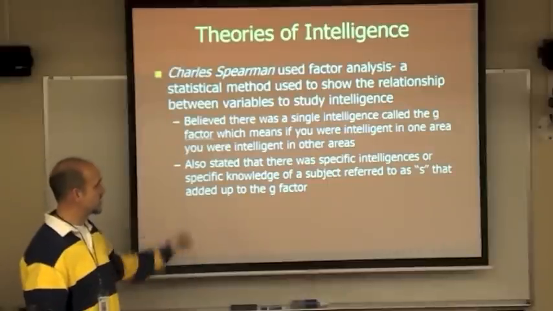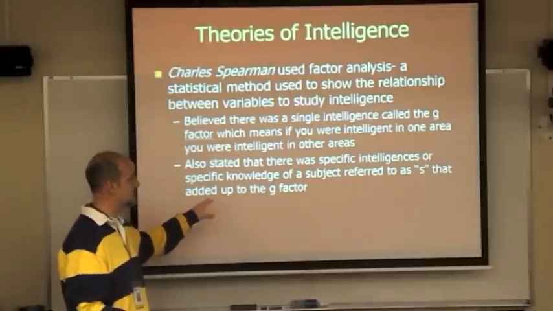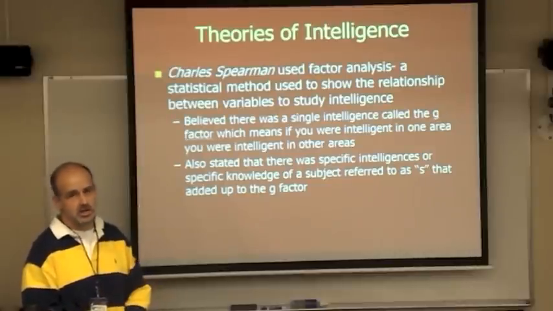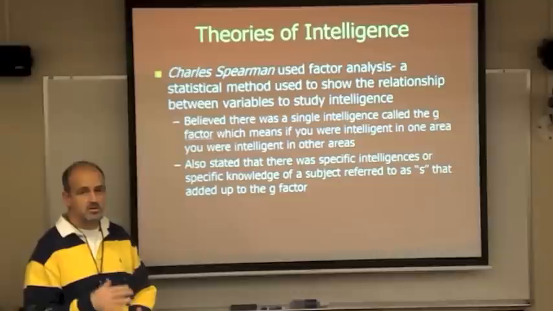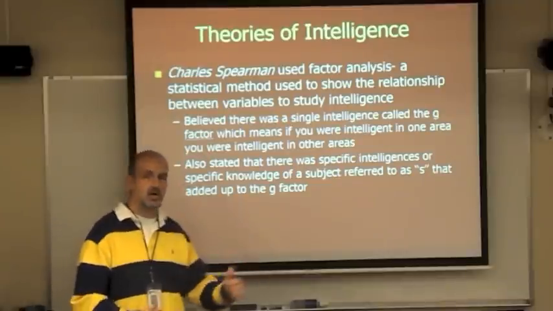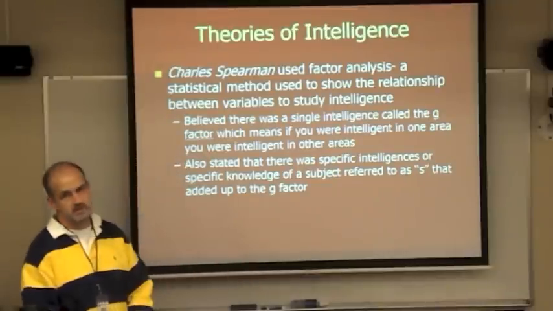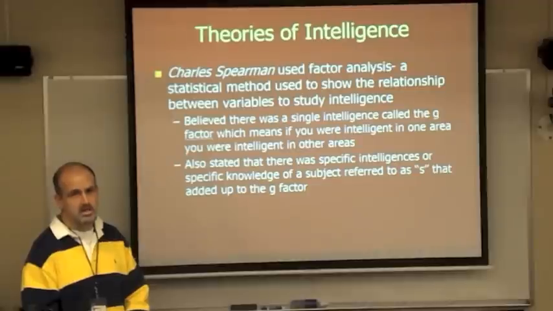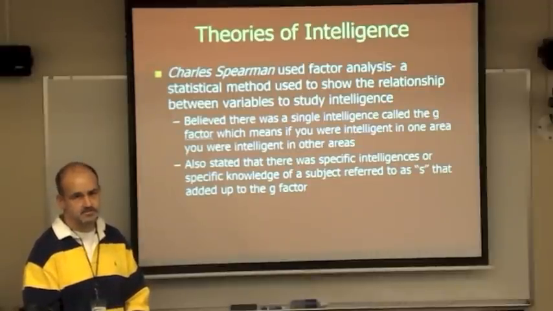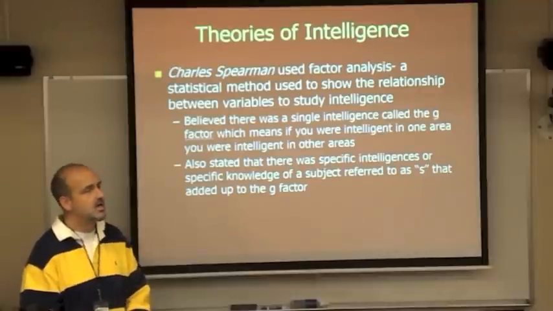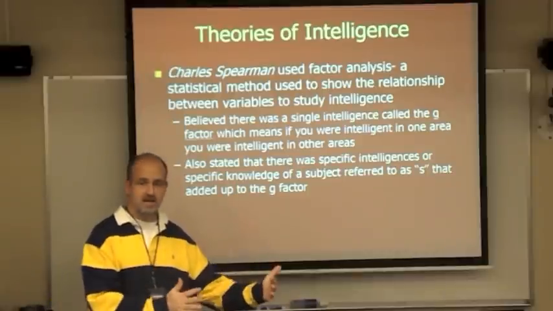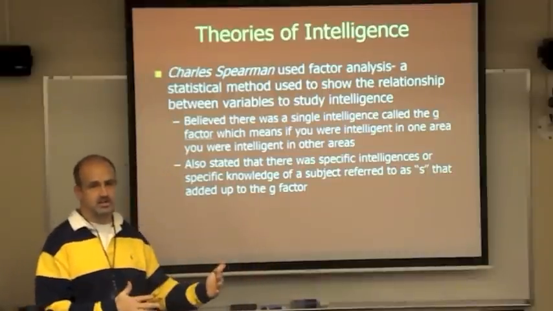Now, he also stated that there were specific intelligences, or specific knowledge of a subject, referred to as S, that added up to the G factor. Just to make sense out of Charles Spearman's theory, the G factor is kind of like your overall grade point, and the S factors are kind of your individual courses that make up the G factor. How you interpret what he stated is, if somebody has a high intellectual number, then no matter what they do, they're going to be successful at it, whether it's mathematics, verbal, or reading.